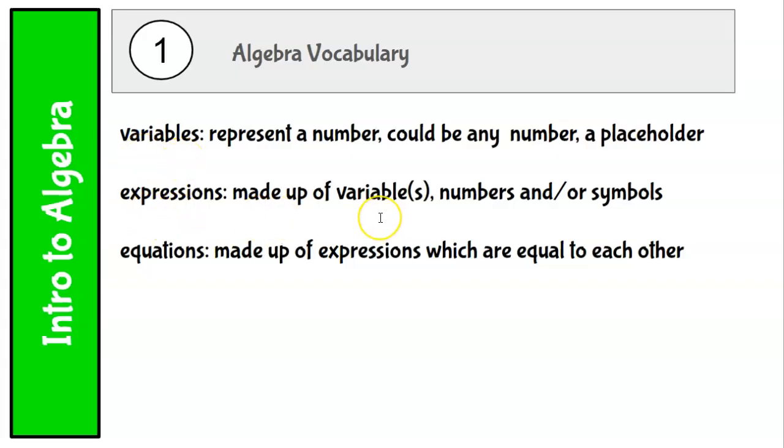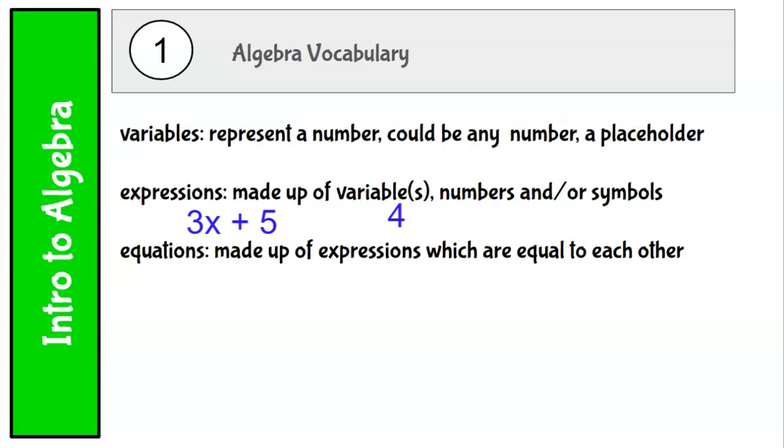Expressions are made up of variables or just one variable, numbers and or symbols. An example of an expression would be 3x plus 5. Another example of an expression would just be 4. It doesn't have to have terms in it. It doesn't have to have multiple variables in it, just pieces of math, if you will.